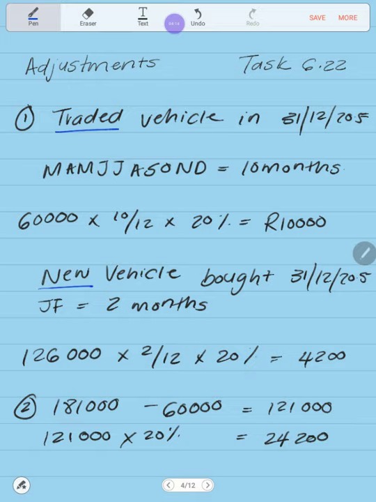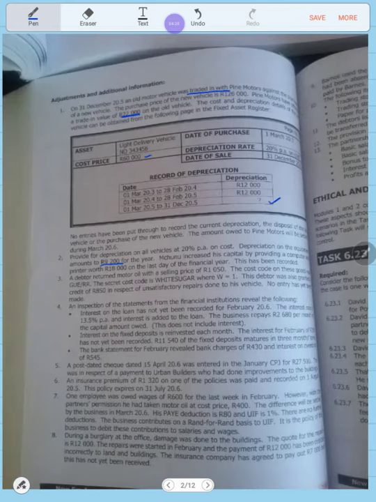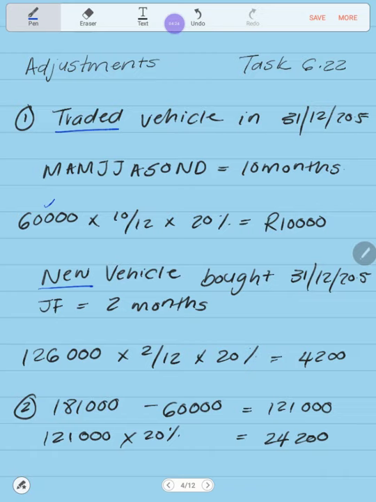The cost price of the trading vehicle was 60,000, and we've seen that in our register over there. I'm going to multiply it by the number of months that I had the vehicle for, and by the percentage rate, 20%. If you tally that up, you should get a total of 10,000. So the depreciation for 20.5 that I have to include in my financial statements for the traded in vehicle is the 10,000.